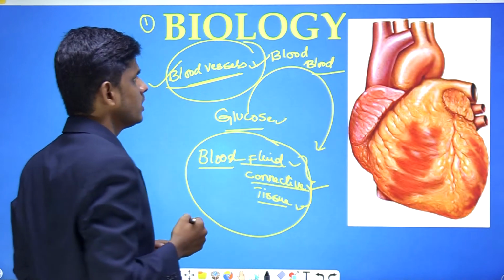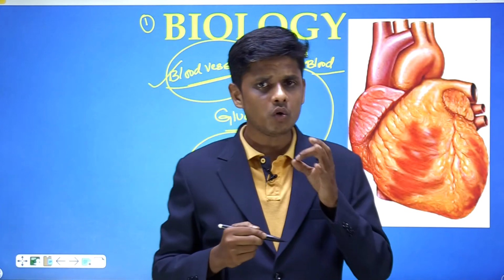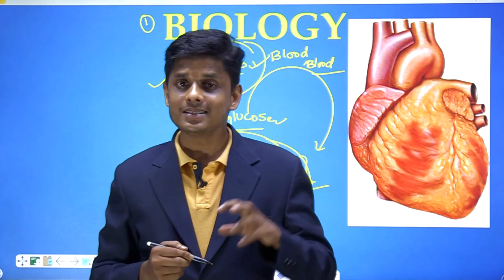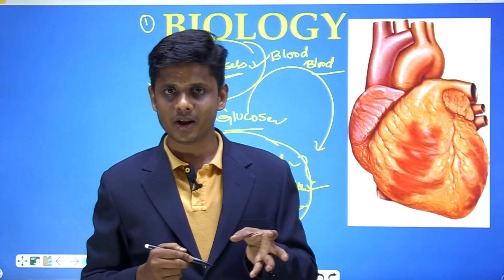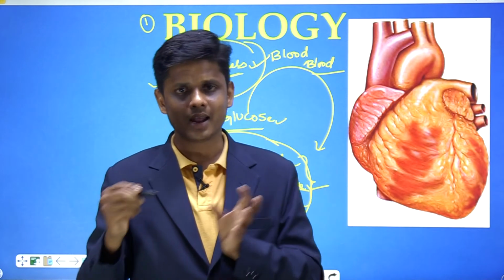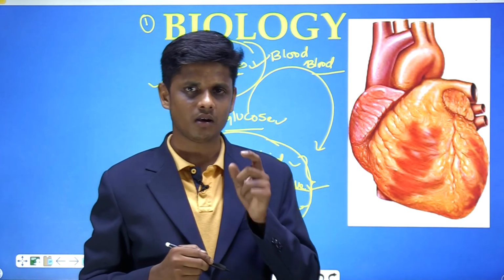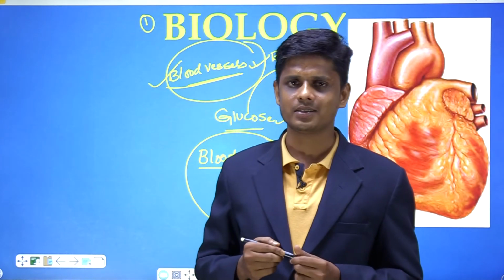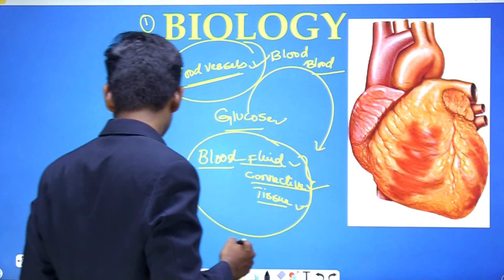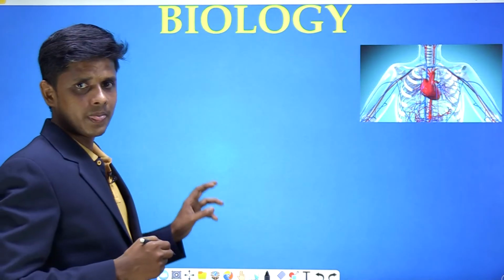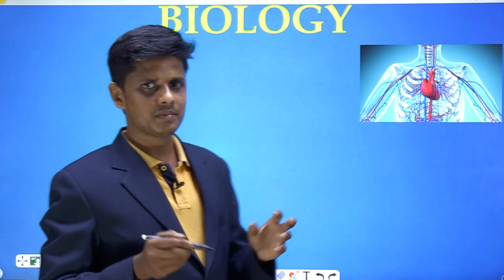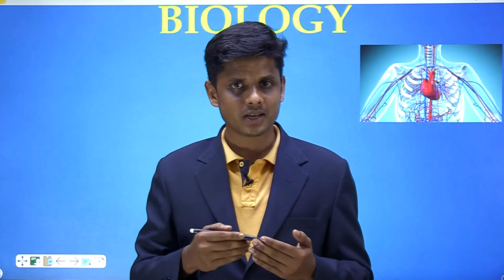But my question is, who is sending the blood into different parts of the body? Is there any other organ that sends the blood from one part to another part? Yes, there is one organ named the heart. What is that? Heart. Heart is an organ which sends the blood from one part to the different parts, and the blood also carries various chemical substances from one part to another part.